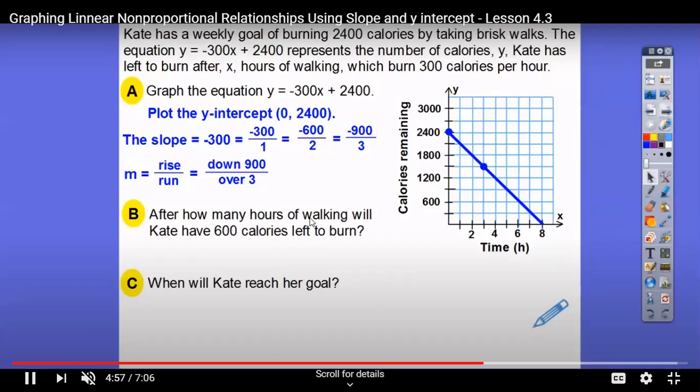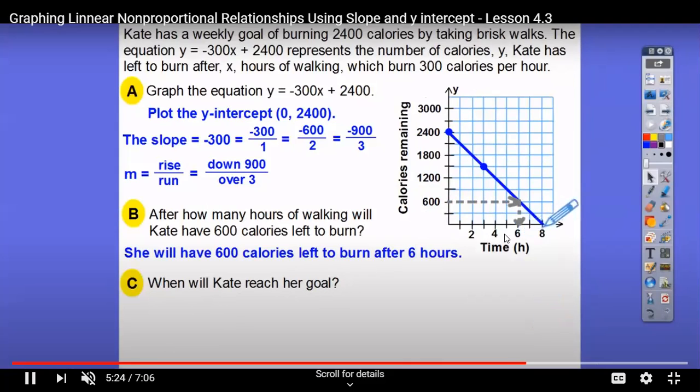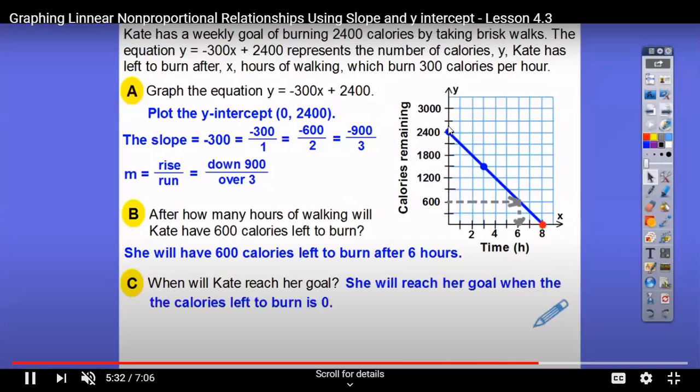Then, after how many hours of walking will Kate have 600 calories left to burn? After how many hours does she have 600 left to burn? You will stop at 600, move to the right, and then look down. So it will be after 6 hours. When will Kate reach her goal? After how many hours? After 8 hours, she will reach her goal to burn 2,400 calories.